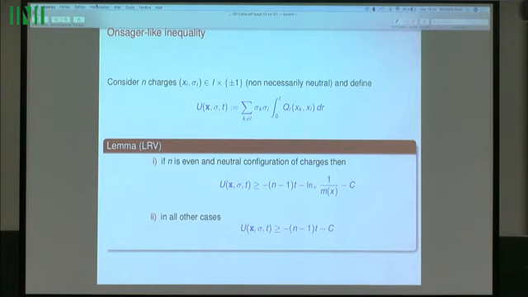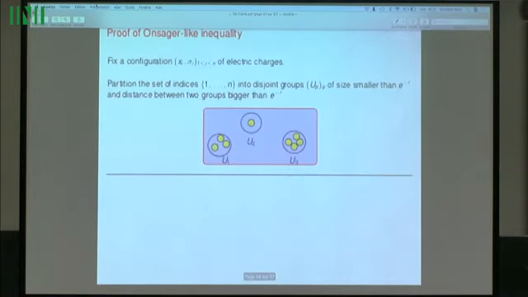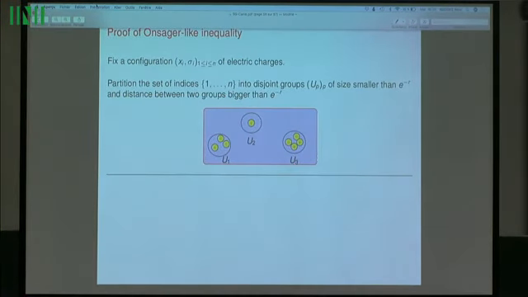So I want to show you how you can gain this one. This is just an argument we can understand on a few pictures. So we take a configuration of n charges, as in my previous slide, and I want to partition the charges into a group of disjoint indices. Here you have different groups, and I want that each group has diameter less than the cutoff scale, less than exponential of minus r, and the distance between two groups is bigger than exponential of minus r. So I want to partition the space this way.